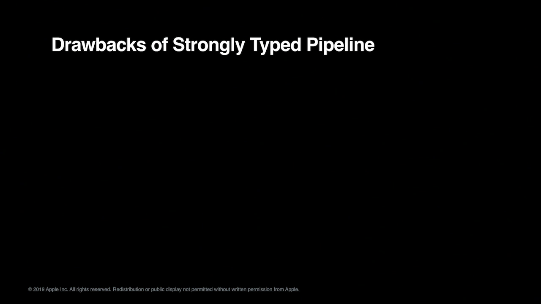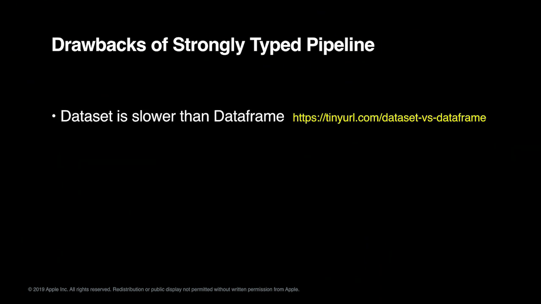But what is the drawback of using Dataset? Dataset can be 2 times up to 40 times slower in many cases compared with DataFrame. And here is the benchmark done by the open source community. And as we mentioned before, Dataset has serialization and deserialization costs that require converting the Spark internal format into POJOs in order to apply the Lambda functions.